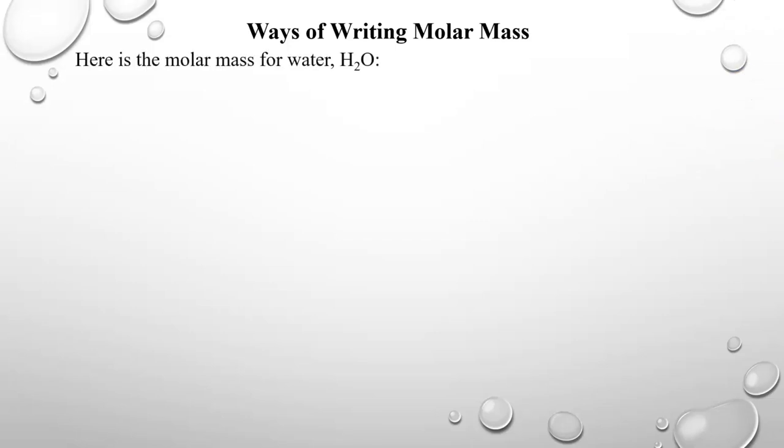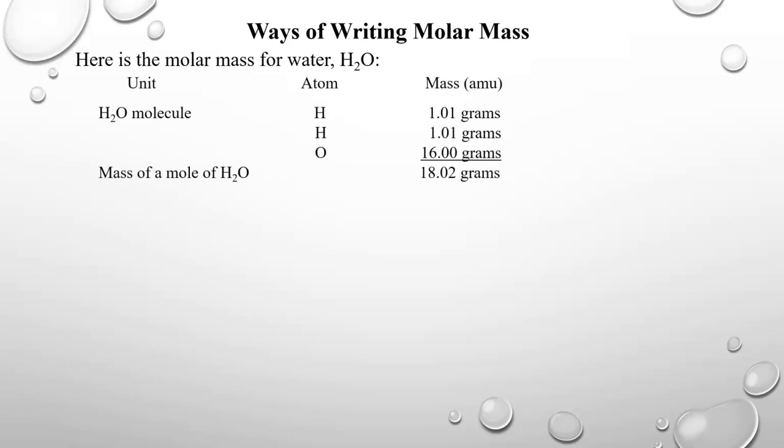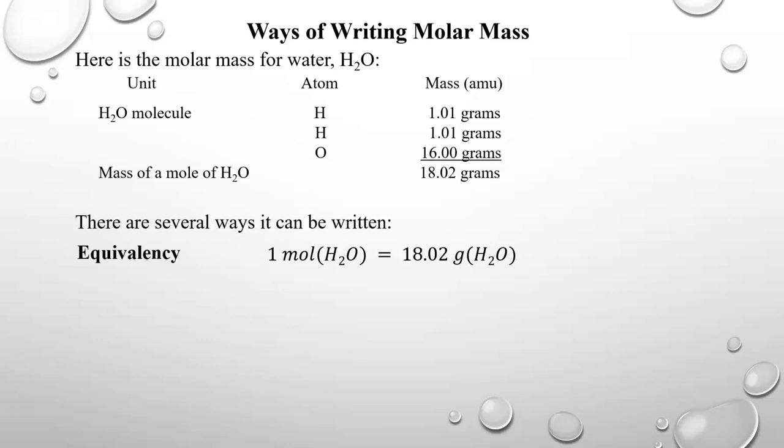So here's the molar mass for water as H2O. So we've seen that before. It's 18.02 grams for a mole of water molecules. This can be written in several ways, and you need to become familiar with these because you're going to see all of them in problems going forward. So this is called an equivalency. It says that 1 mole of H2O equals 18.02 grams of H2O. So it just sets 1 mole equivalent to some number of grams.